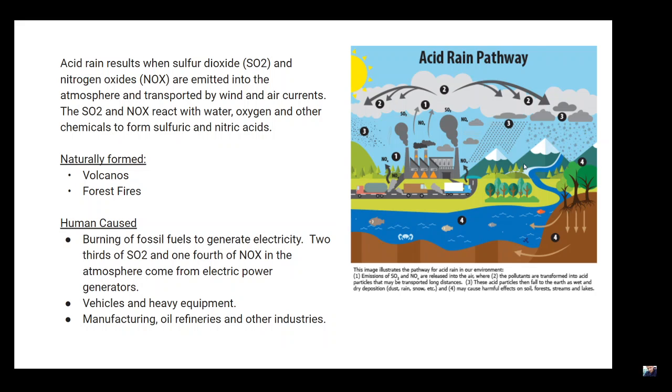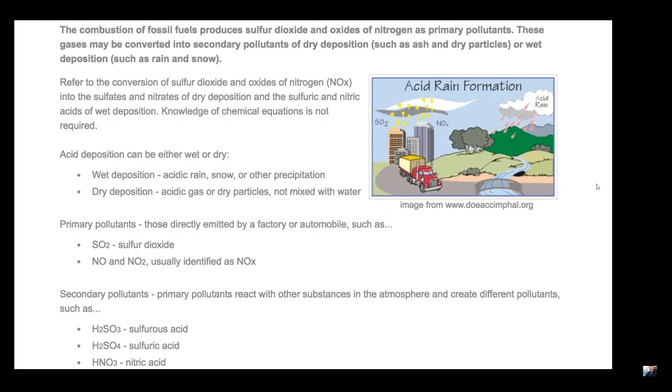2/3 of SO2 and 1/4 of NOx in the atmosphere come from electric power generators alone. Vehicles and heavy equipment also cause it. Manufacturing, oil refineries, and industry also cause it. And you can look at this graphic, which really shows how this process occurs.